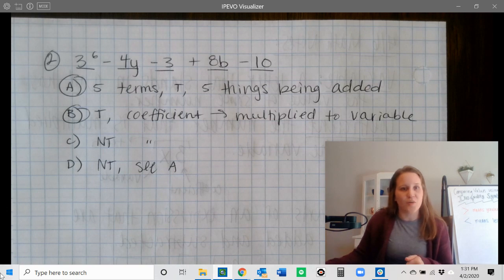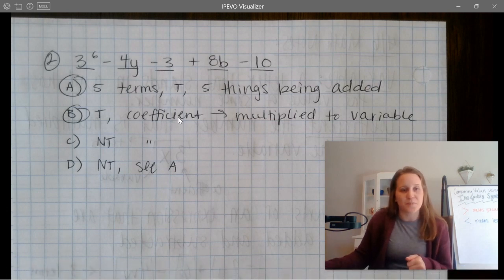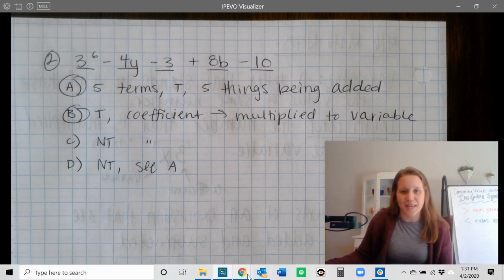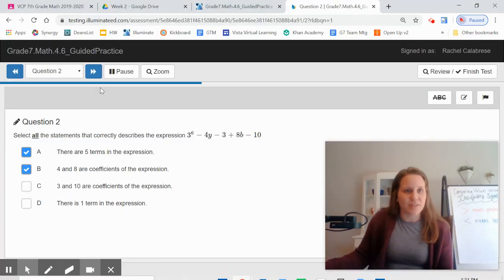You also needed to know that the coefficient was the numbers being multiplied to variables. So the coefficient 4 and the coefficient 8, or even better, -4 and 8. Okay. All right, let's try the next one.